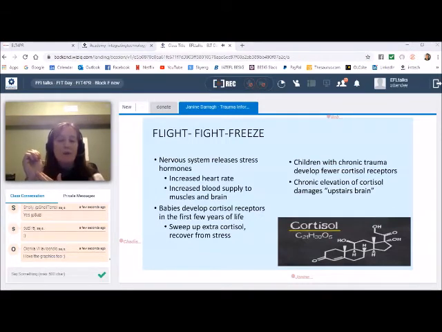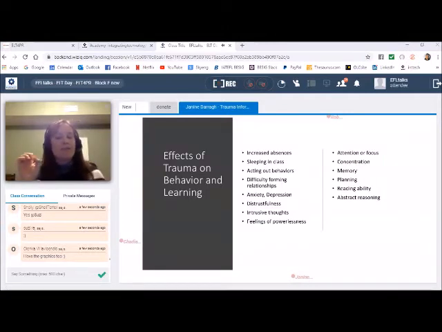And we have these cortisol receptors. I like to think of them as buckets. And so they sweep up that stress hormone. So when this traumatic occurrence is gone, we can go back into our upstairs brain. Well, what happens is for children who experience a lot of trauma, they're always living in this downstairs brain. It's harder for them to get to that upstairs brain. And that is all of the stuff that we need to be successful in school.